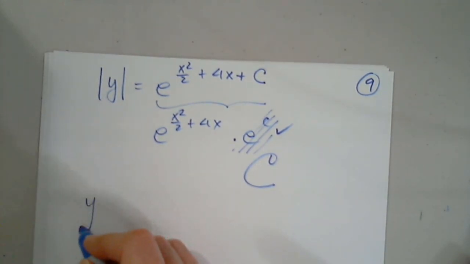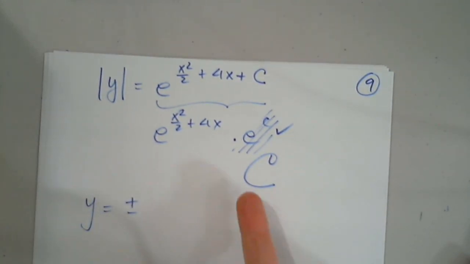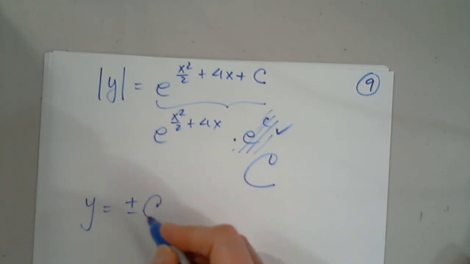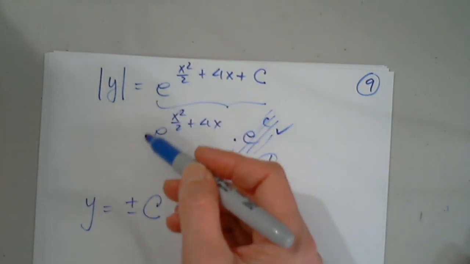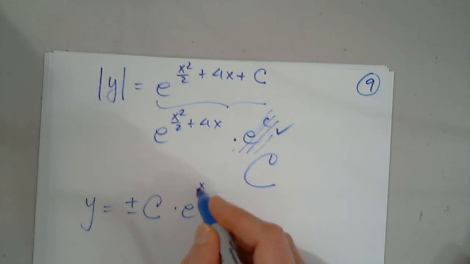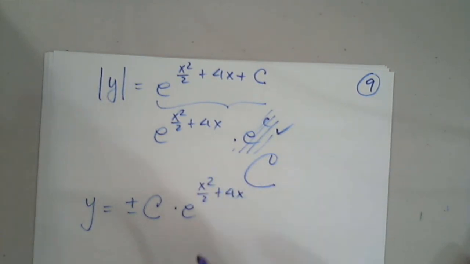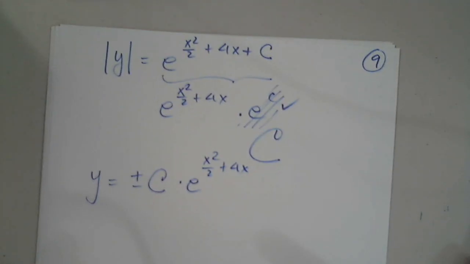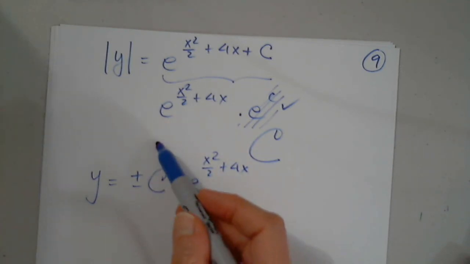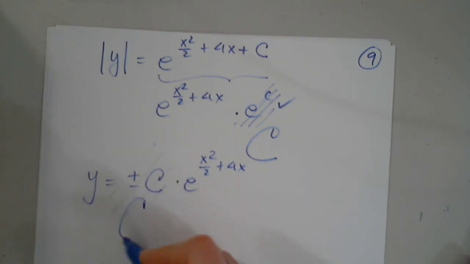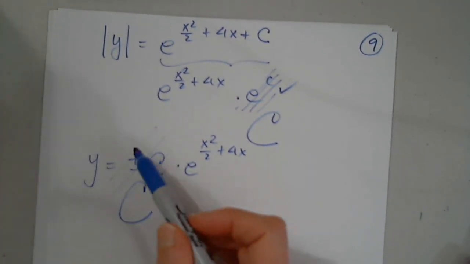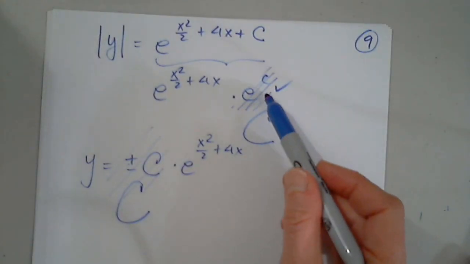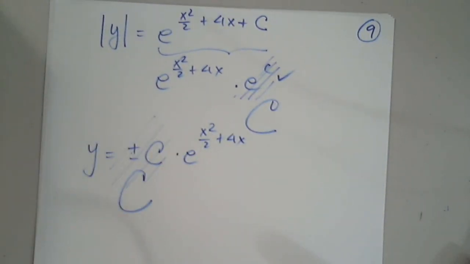Okay, so then I have y equals plus or minus this constant and this, e to x squared over 2 plus 4x. And yes, you can consider that this is another constant c. You can keep it as is, you can keep it with e to c, I'm fine. But this is the way we write it.